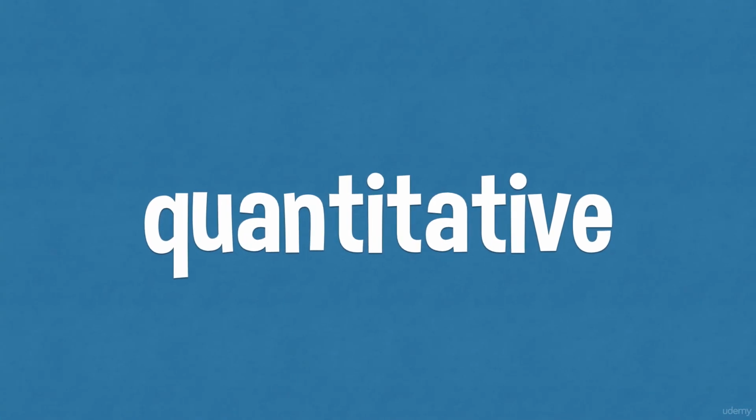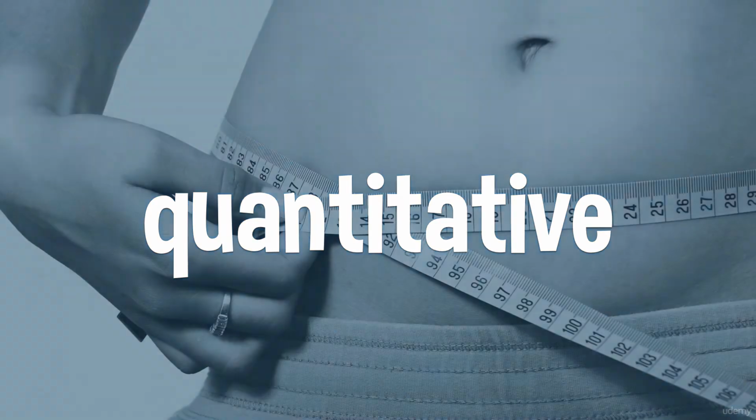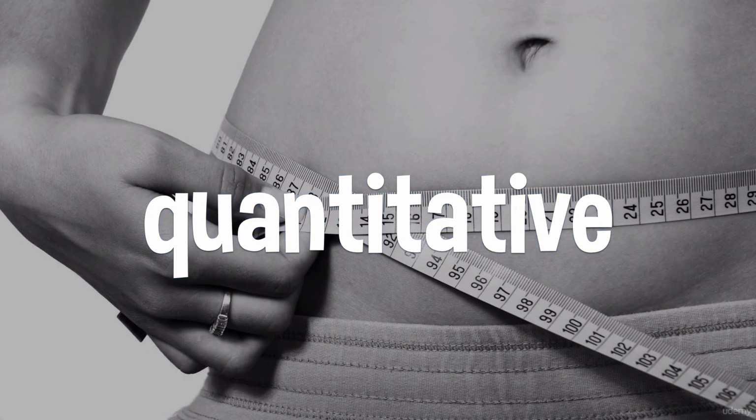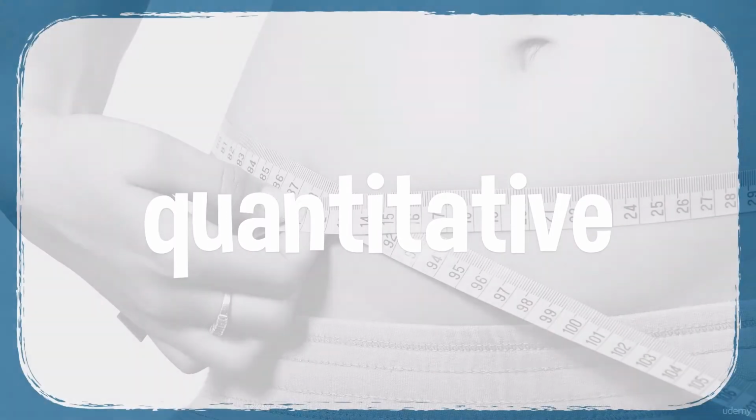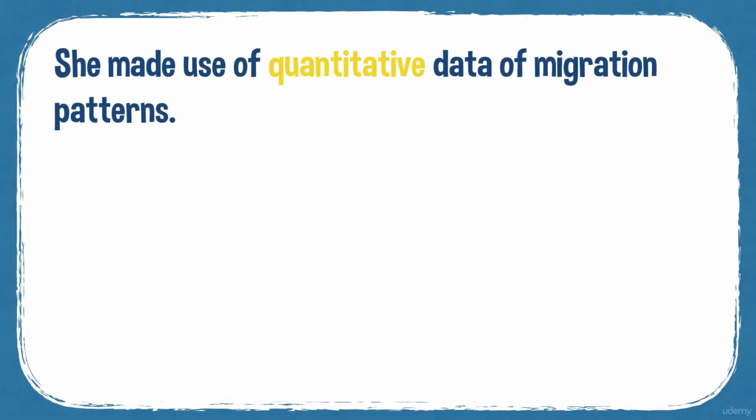Quantitative. Quite hard to say, in fact. Quantitative. And this relates to different sizes, different amounts of things, different numbers, data, measurements, quantities, amounts. Things you can measure, things you can quantify. So, for example, she made use of quantitative data of migration patterns.